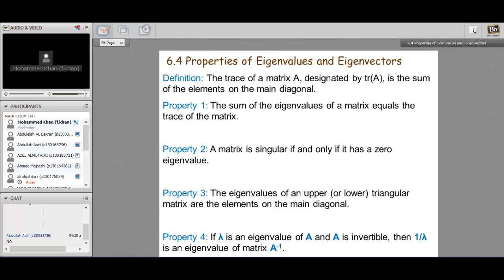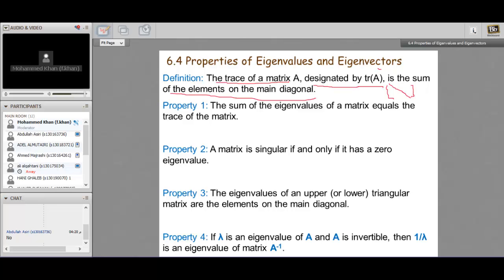So there are several properties of eigenvalues and eigenvectors. These properties we have to remember, so just read these properties one by one. First of all, what is the trace? The trace of a matrix, designated by tr, is the sum of the elements of its main diagonal. This question appeared in the midterm this time. Trace means whatever the elements in the diagonal, if you add them, that is called the trace of the matrix.